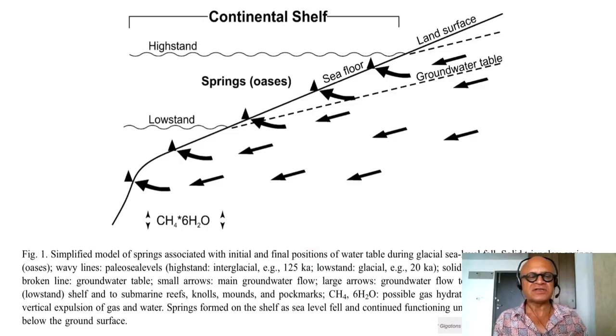Solid line, land surface and sea floor. Broken line, groundwater table. Small arrows are main groundwater flow. Large arrows are groundwater flow to subaerial springs on the emerged low sand shelf and to submarine reefs, knolls, mounds and pockmarks. Methane and water possible gas hydrates, whose dissociation can favor vertical expulsions of gas and water. Springs formed on the shelf as sea level fell and continued functioning until the piezometric level dropped below the ground surface. Lots of details.